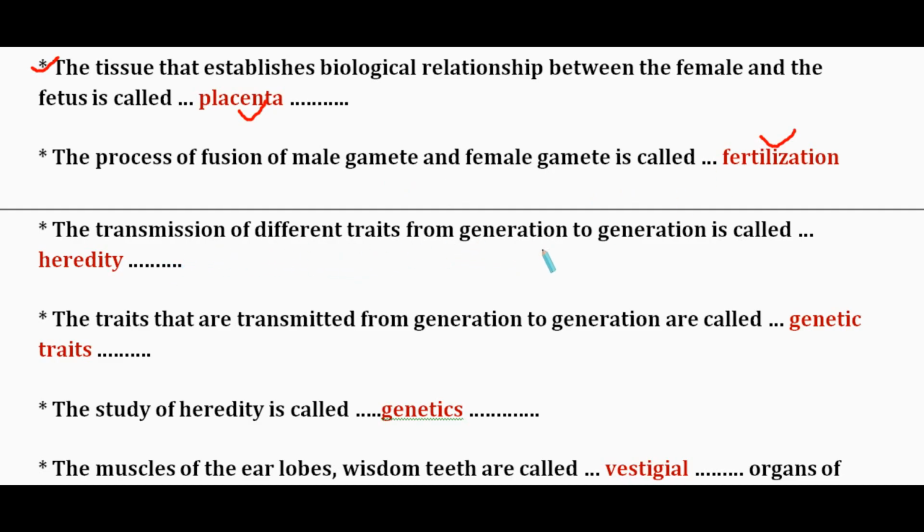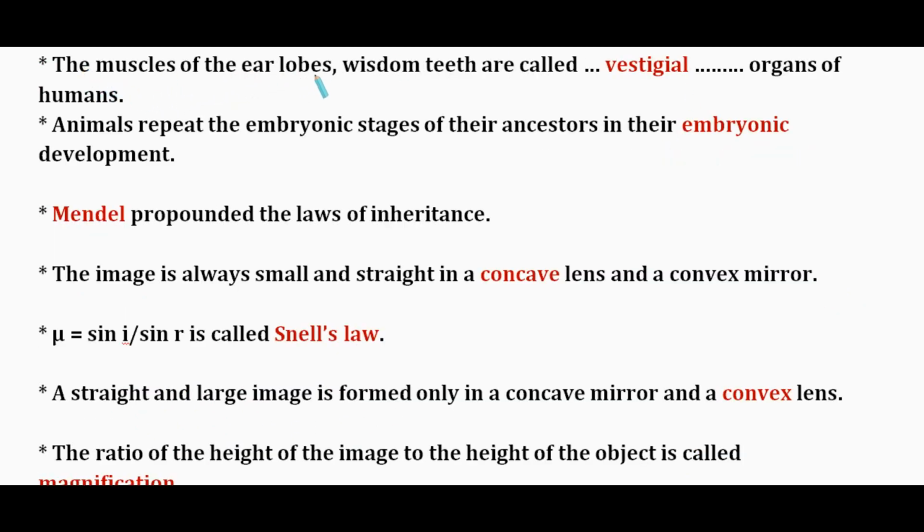The transmission of different traits from generation to generation is called heredity. The traits that are transmitted from generation to generation are called genetic traits. The study of heredity is called genetics. The muscles of the earlobes and wisdom teeth are called vestigial organs of humans. Animals repeat the embryonic stage of their ancestors in their embryonic development. Mendel propounded the laws of inheritance.